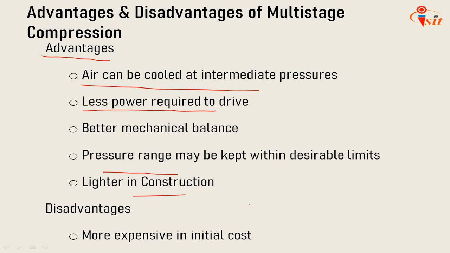So these are the advantages of multi-stage compression, and the only disadvantage is that, in spite of all these advantages, a multi-stage compressor with intercoolers is likely to be more expensive in initial cost than a single stage compressor of the same capacity. So that is the only disadvantage of multi-stage compression.